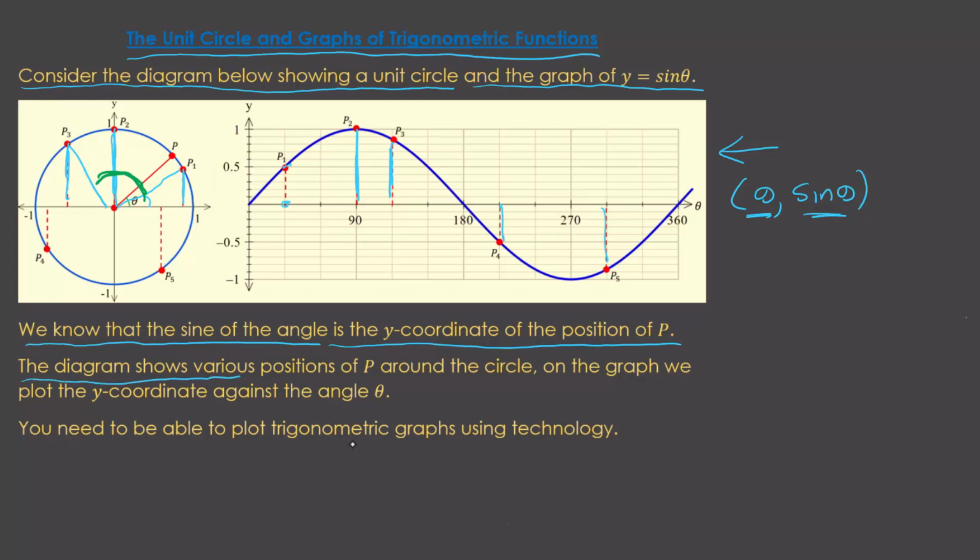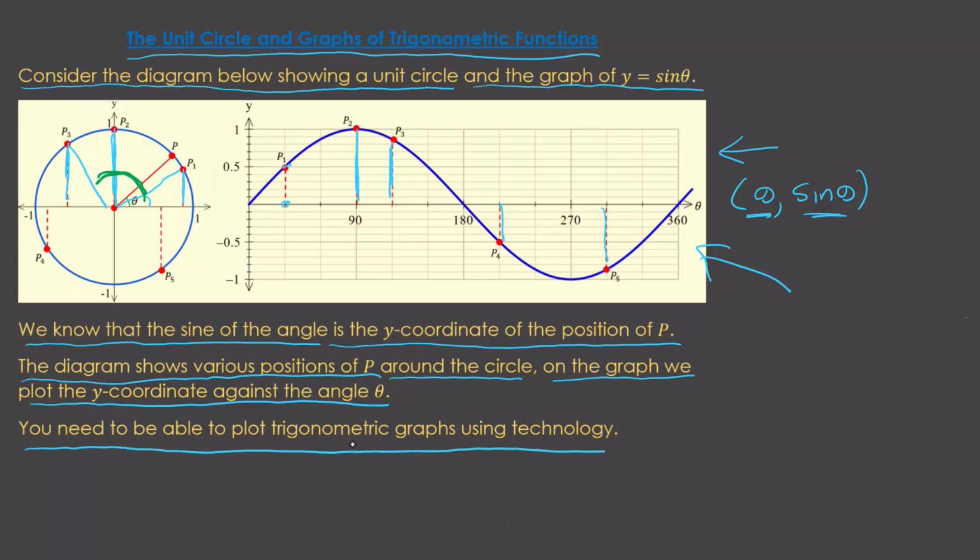The diagram shows various positions of P around the circle. On the graph, we plot the y-coordinate against the angle theta. We've spoken about that a few times. You need to be able to plot trigonometric graphs using technology, and I'll look at that here as well. However, it is important to know what we're doing here.